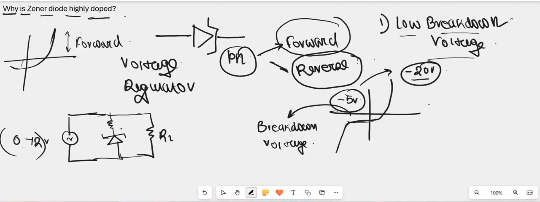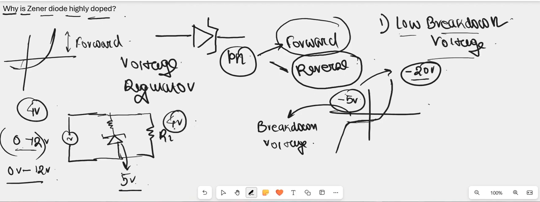So how does the Zener diode operate in this circuit? Suppose this Zener diode has a breakdown voltage of 5 volt. I am not considering the polarity here. This is a variable AC input power supply. It will give us values from 0 volt up to 12 volt. So if the value is less than 5 volt, suppose we are applying a 4 volt power supply here, at the output we will be getting a 4 volt power supply.